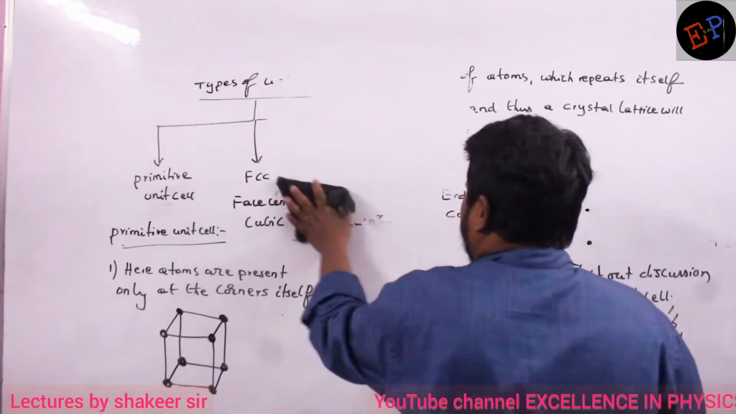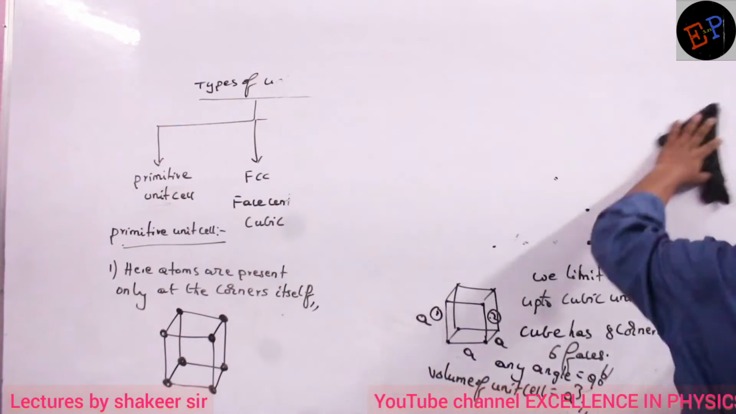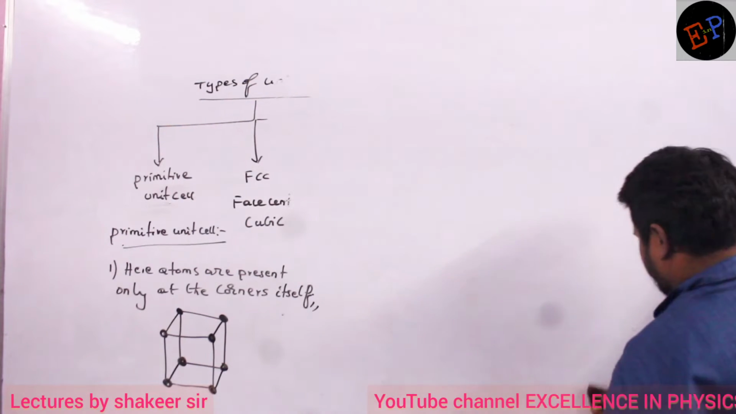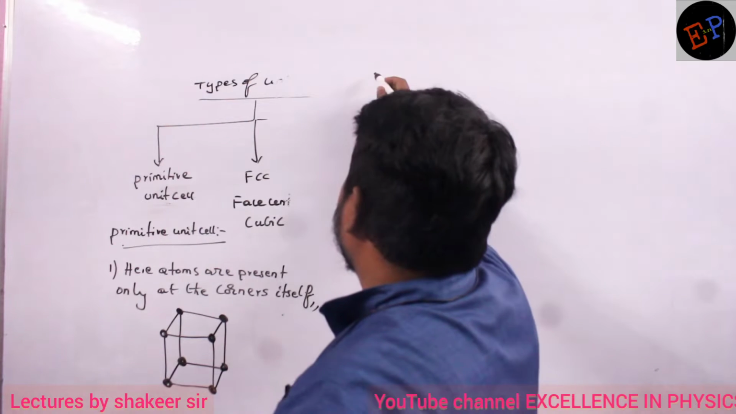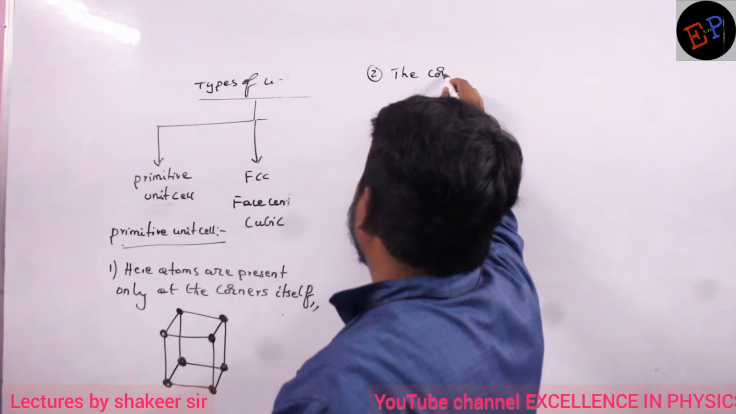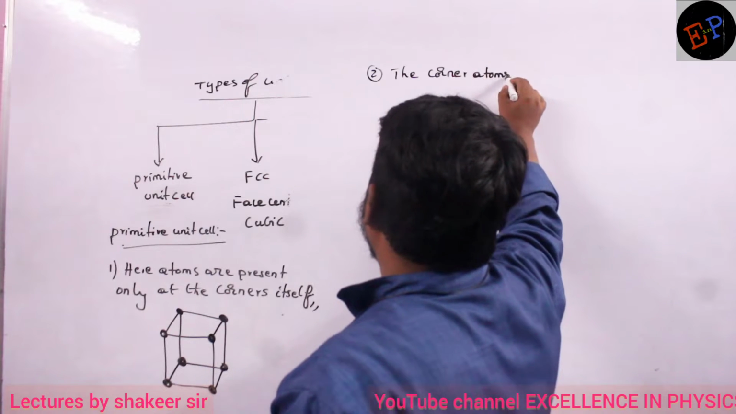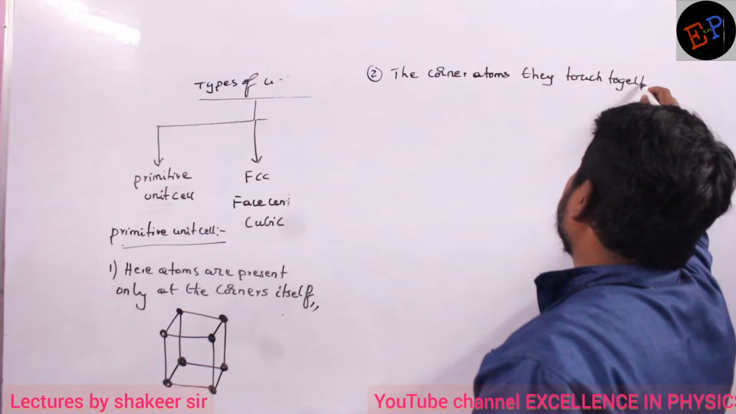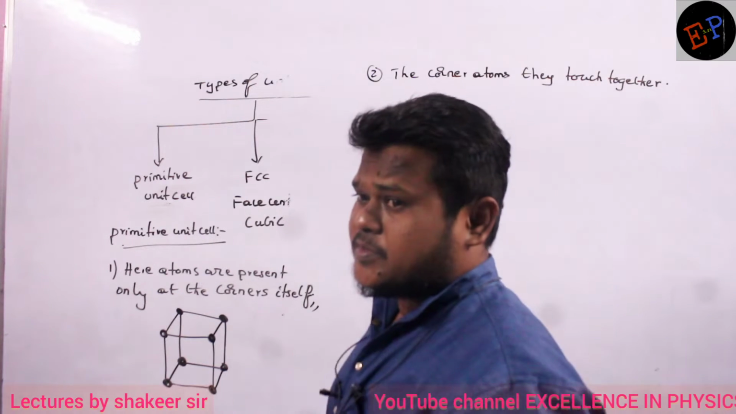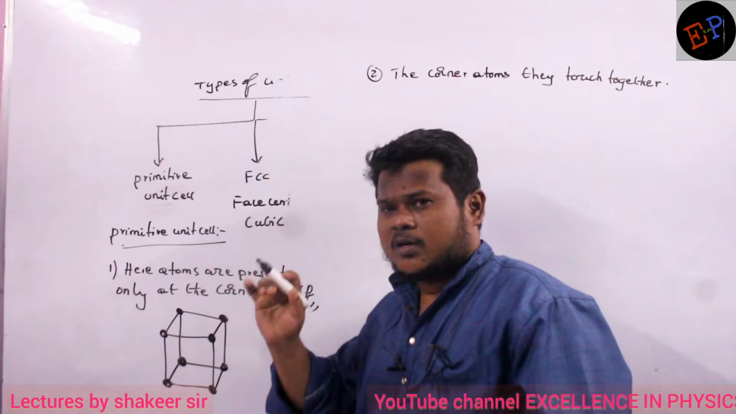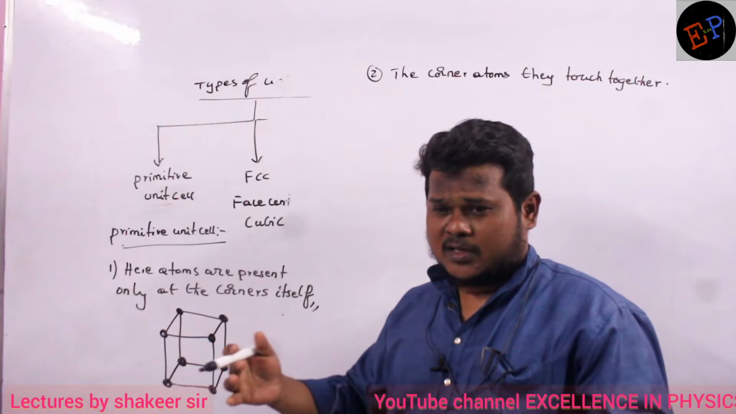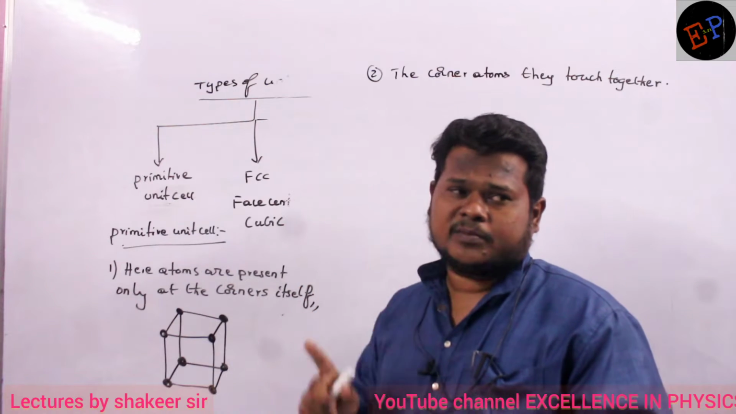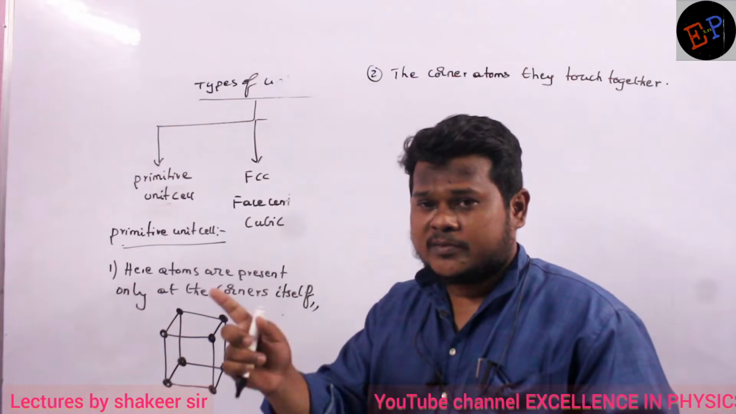So the next important point is, second point: the corner atoms touch together. Okay, ma? What about the corner atoms? These are the corner atoms, no? So corner atoms always touch each other, or we can say they are very close to each other. And this is the specialty of only the primitive cell. In other cells, the corner atoms never touch.